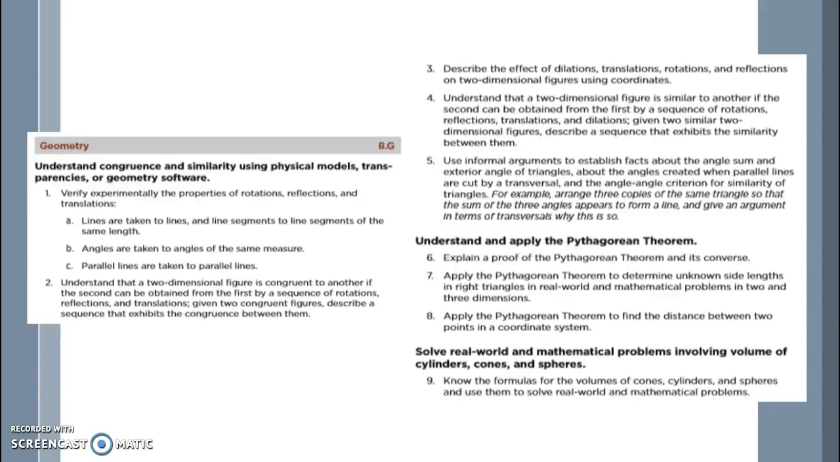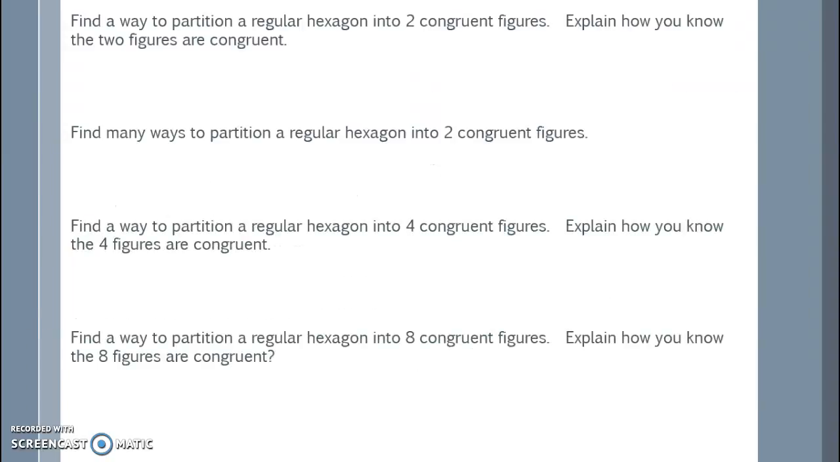Students need to understand congruence and similarity using physical models, transparencies, or geometry software, understand and apply the Pythagorean Theorem, and solve real-world and mathematical problems involving volume of cylinders, cones, and spheres.